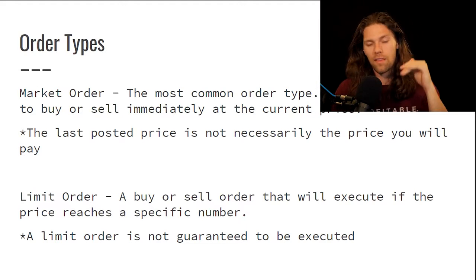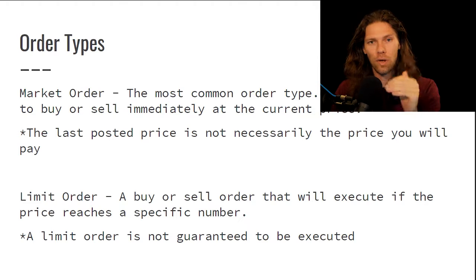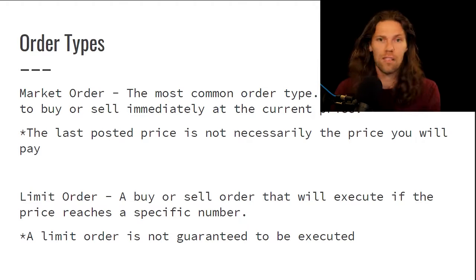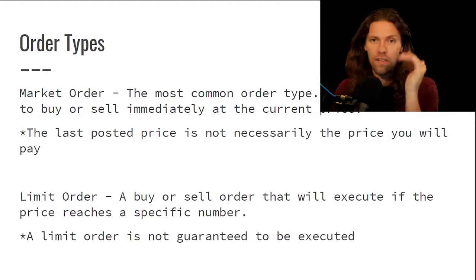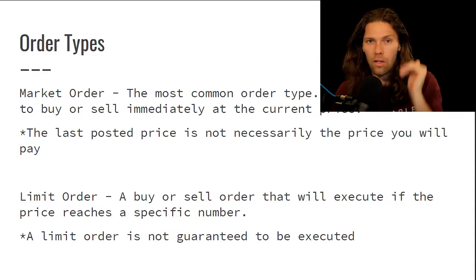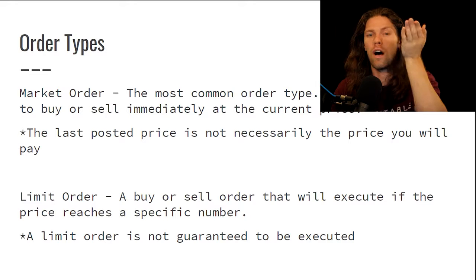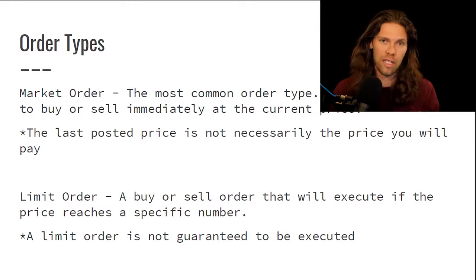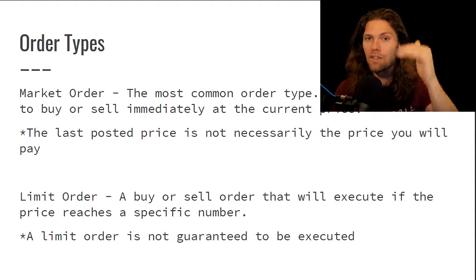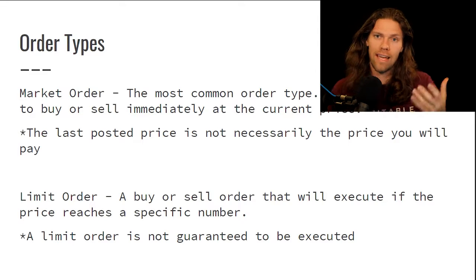So let's say the price of a stock that you're looking at is $20, and you want to sell some if the price happens to hit $25. You could set a limit sell order at $25, and then once the price hits $25, your shares will automatically be sold at that price point. Now, it's important to note that a limit order is not guaranteed to be executed, because if it never hits $25, then it simply will not execute.